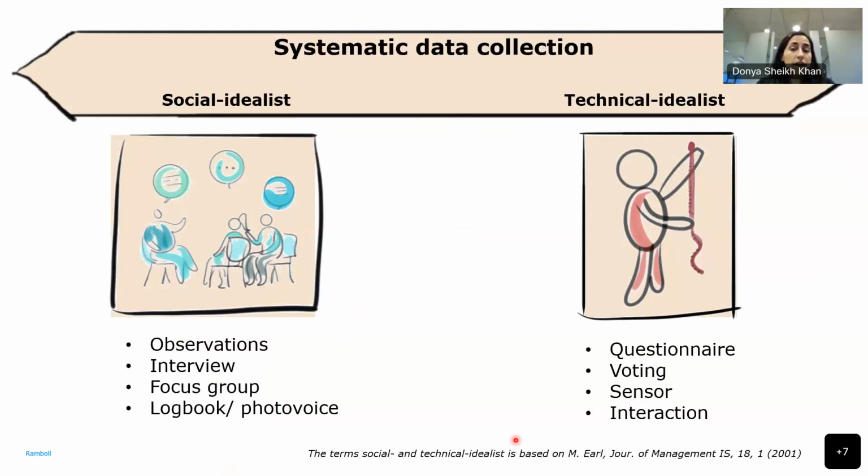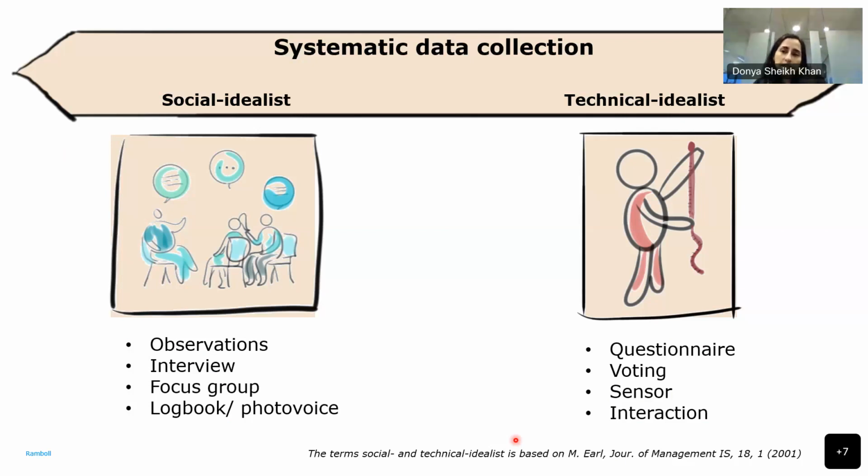So there are different ways of collecting this information. You could divide them into two spectrums. On the one end, you have the social idealist approach, which is based on qualitative methods. You have a person going in, doing observations, interviews with occupants and users, doing focus group interviews, or you ask the occupants to keep a logbook of how they experienced the building.